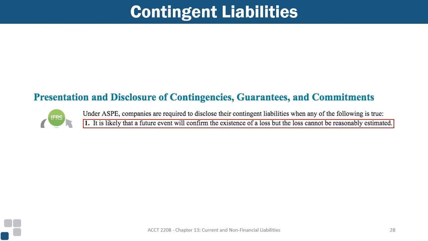So basically, under both ASPE and IFRS, it's pretty much the same, except that the word likely that is used for ASPE is replaced with probable for IFRS, and I'll discuss the difference in a minute. So basically, you would disclose a contingent liability in 3 cases. So one, that it's likely that a future event will confirm the existence of a loss, but you can't estimate it, right? So somebody slips and falls, and you don't know how much it's going to be. So in that particular case, all you can do is disclose in the financial statements that there is a loss, there is a potential liability, but we don't know how much it is.